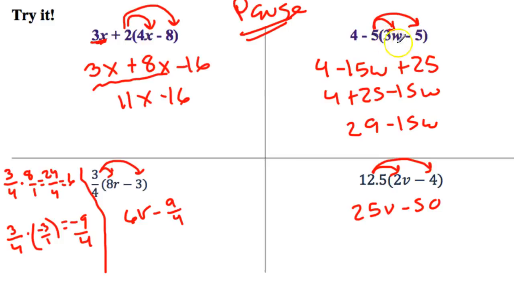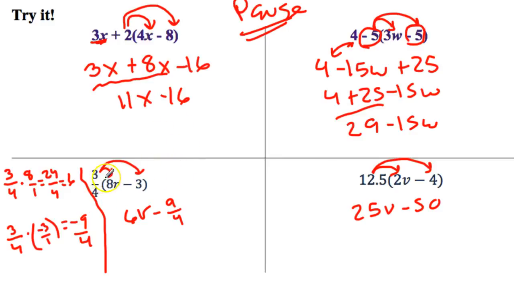Over here, again, I can't combine anything in the parentheses, so I did minus 5 times 3w. Again, this is a negative, so you got to make sure you multiply by the negative. So negative 5 times 3w, negative 15w, negative 5, and this is a negative, times negative 5 plus 25. And I can't forget about this 4 over here, so I brought the 4 there. Then I put them in the right order. 4 plus 25, I can combine those, that's 29. And then I have minus 15w. If you had minus 15w plus 29, that's okay too.